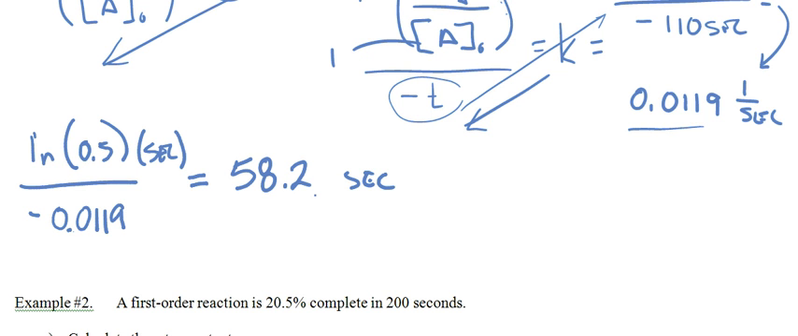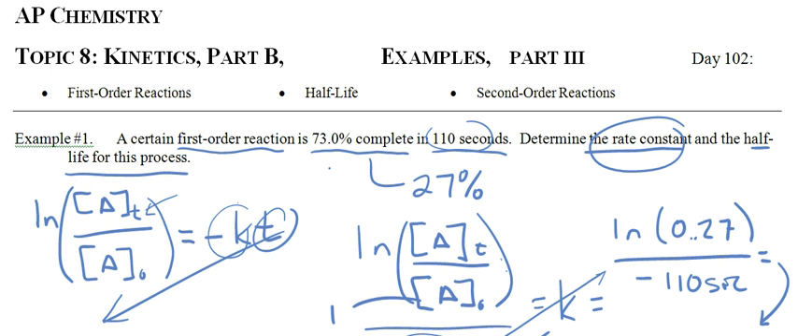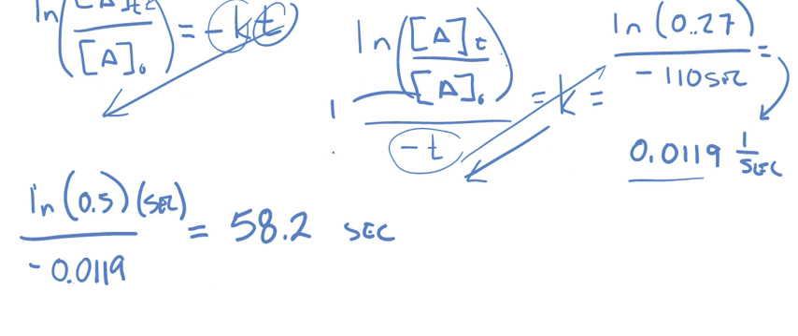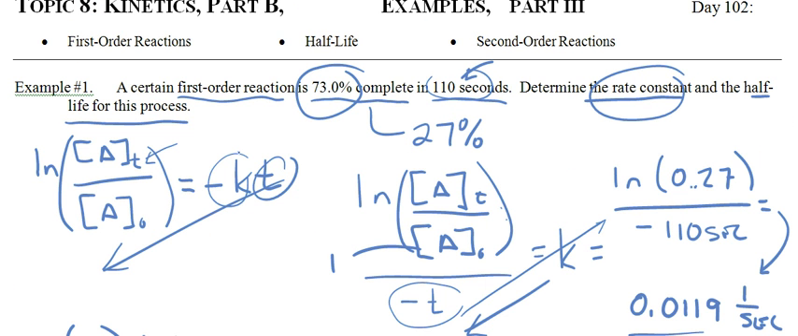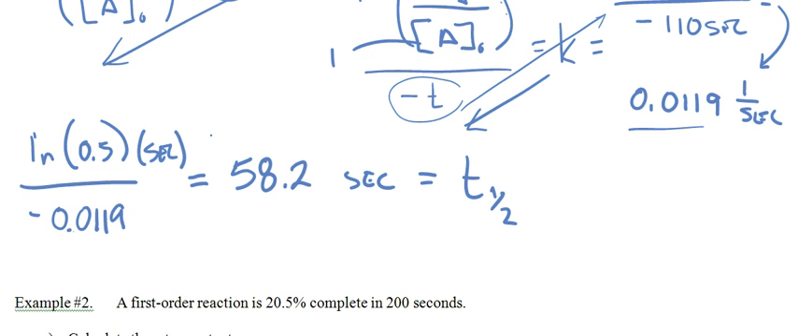Now, let's think about this. Does that make sense, or does that seem like a logical answer? Well, if we come back up here and we look at the question, it says that we've consumed 73% of that in 110 seconds. Well, that number that we get for the half-life, our half-life value, better be smaller than 110 seconds. So, yeah, it looks like we did our math right, and that does seem correct here. I'm going to go ahead and make a couple more videos for each of these examples, and I hope that this has helped.